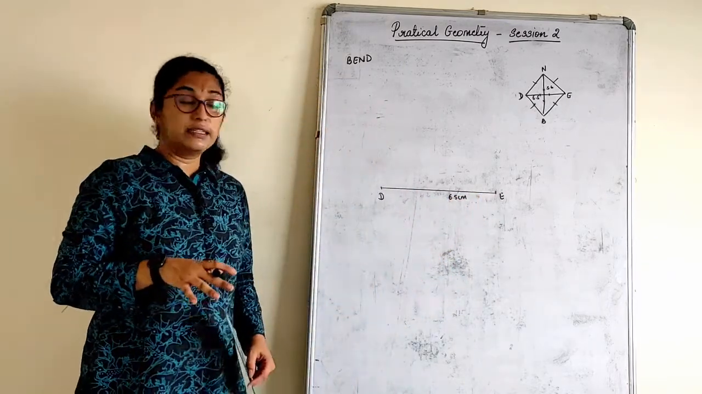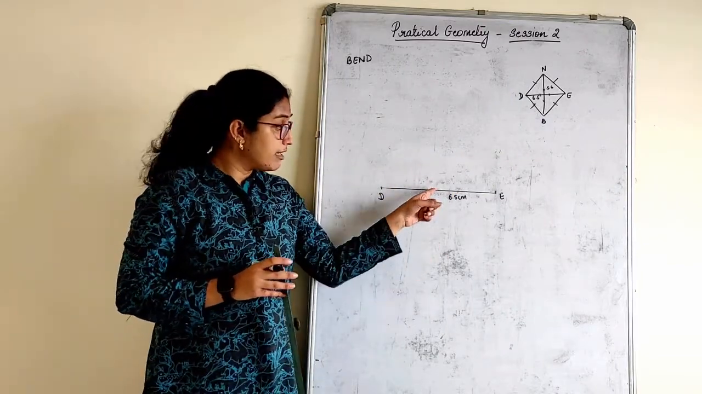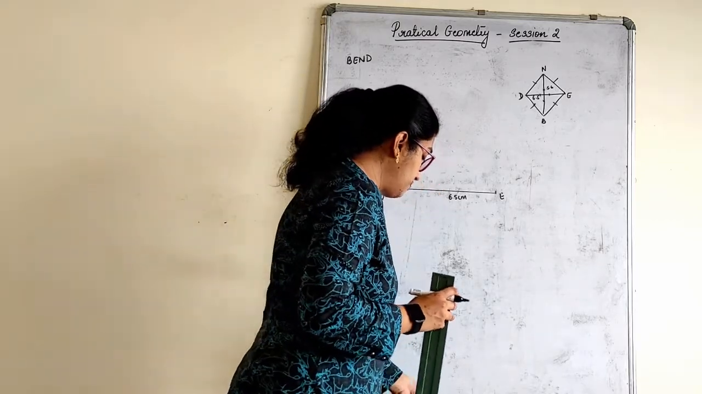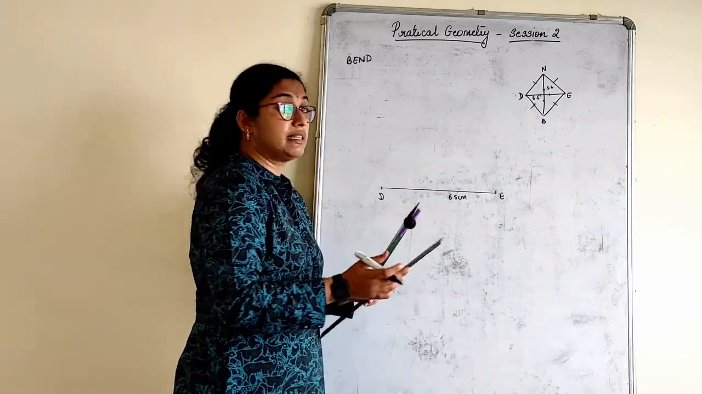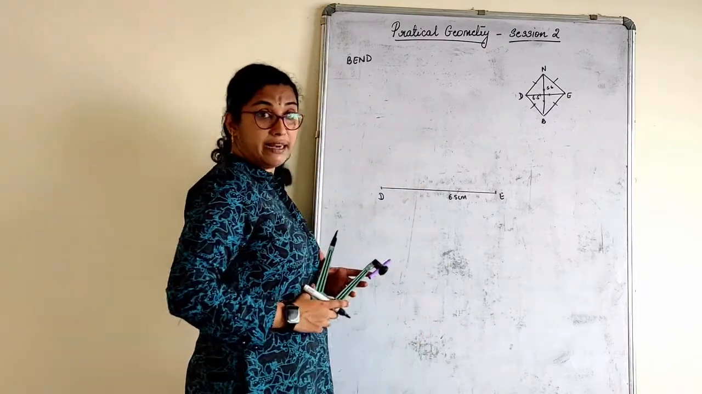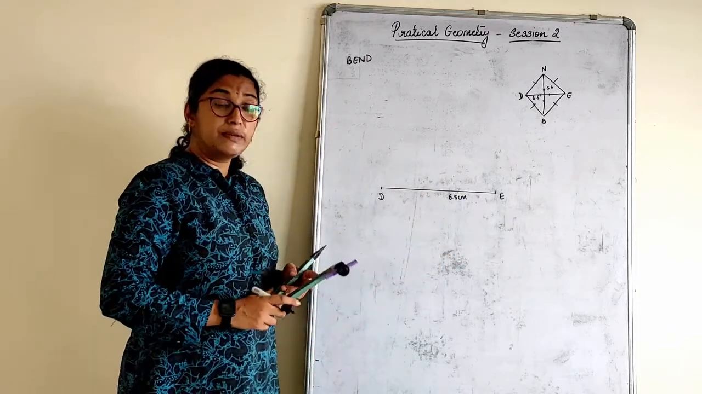Now we all know that diagonals of the rhombus bisect each other. That means I need to first draw the line bisector for this. How do I draw the bisector, the line bisector, which is nothing but the perpendicular bisector? Diagonals also bisect perpendicularly, right? All the properties hold good here. Bisect this line. How do we bisect this?